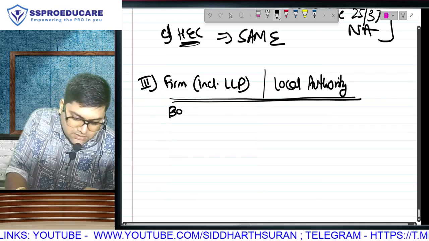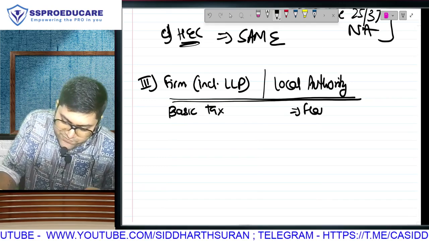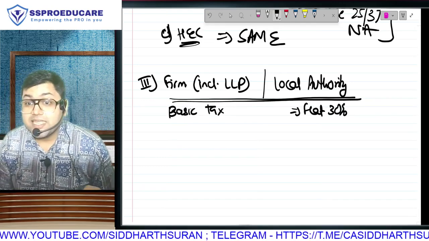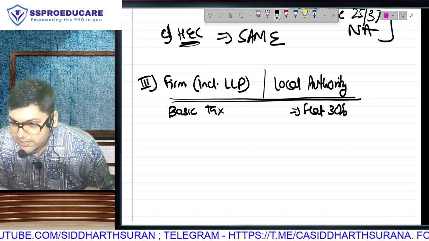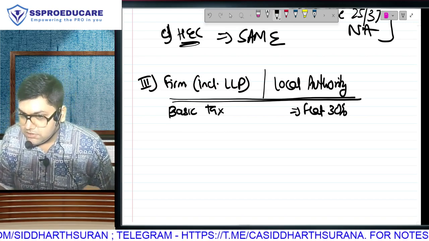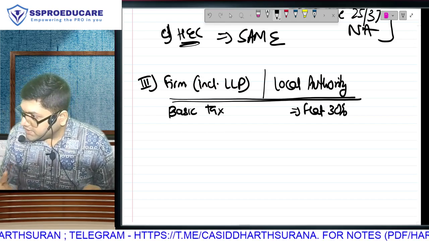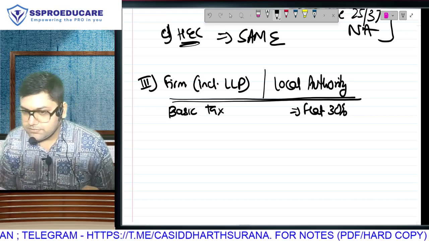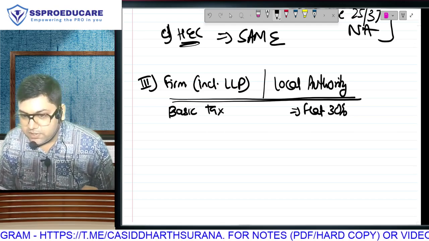Basic tax is going to be, please pay attention, a flat rate of 30%. No basic exemption, no slabs. If you and me earn 1 lakh, we will not pay any tax. But if partnership firm earns 1 lakh, they will have to pay 30,000. 10,000 ki income, 3,000 tax. 1,000 rupees income, 300 tax. Bro, 10 rupee income, 3 rupees tax. Every rupee will be taxable at a flat rate of 30%.